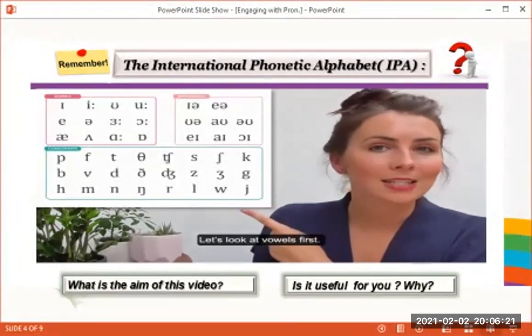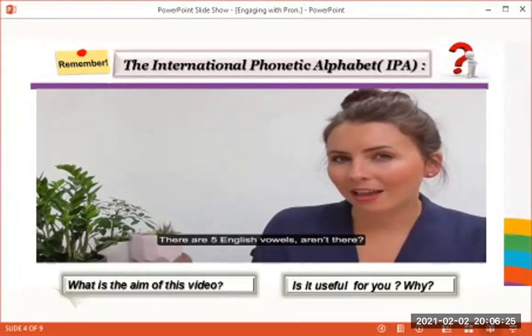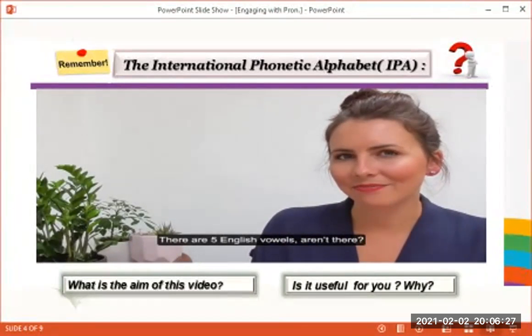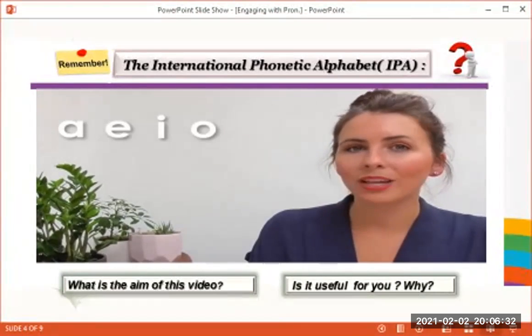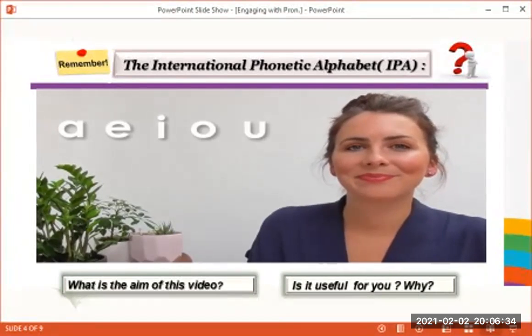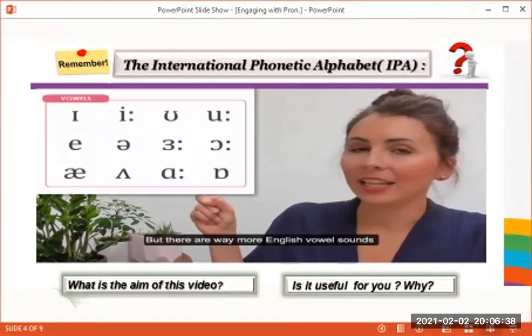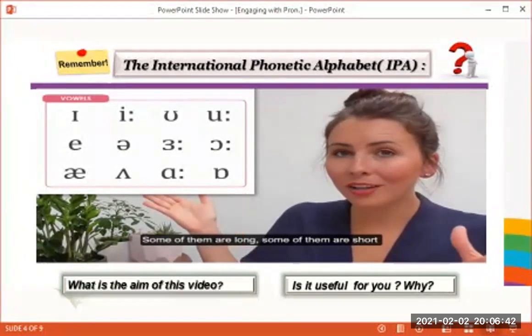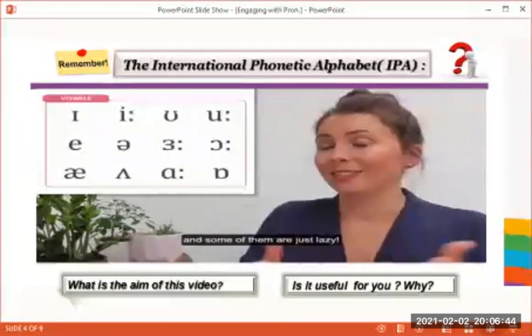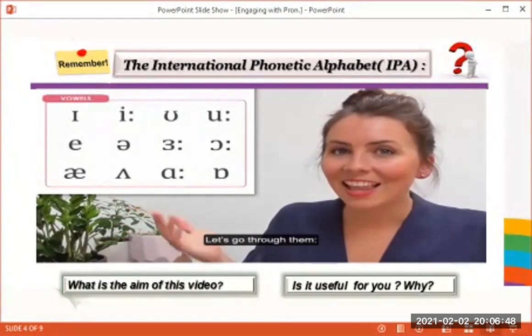Let's look at vowels first. There are 5 English vowels, aren't there? A, E, I, O, and U. But there are way more English vowel sounds. Some of them are long, some of them are short, and some of them are just lazy. Let's go through them.